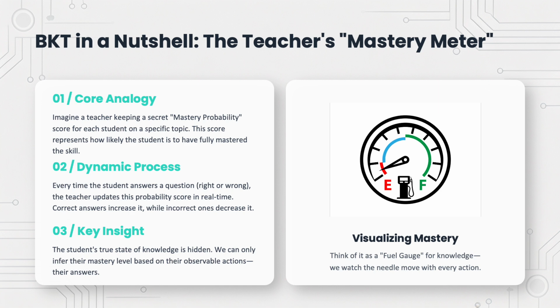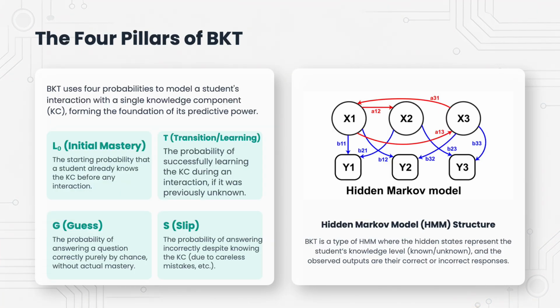from their observed answers. First up is L0, the initial mastery probability. This is our starting point. It represents the probability that a student knows the concept right at the beginning before they've done any work on it. For a brand new topic, this is usually set low, maybe between 20% and 40%. If we set L0 to 0.3, we're saying there's a 30% chance the student already understands linear equations.